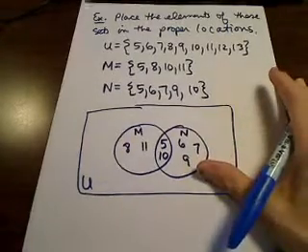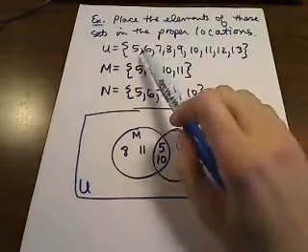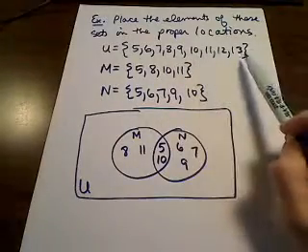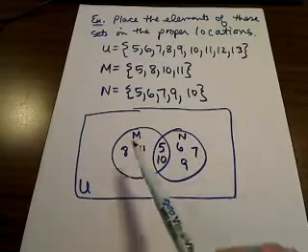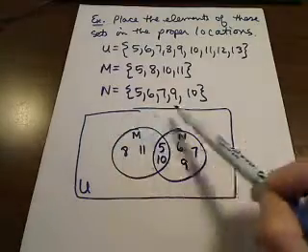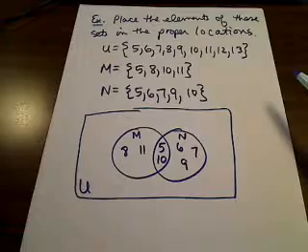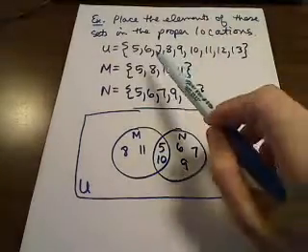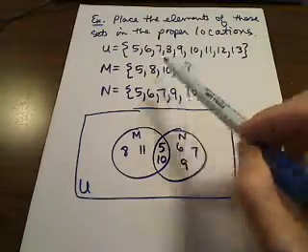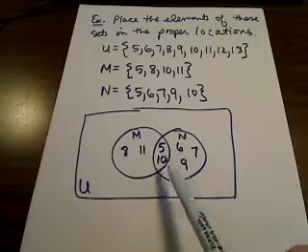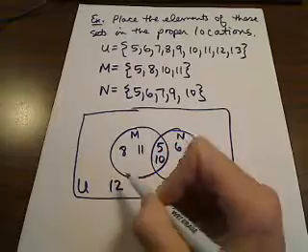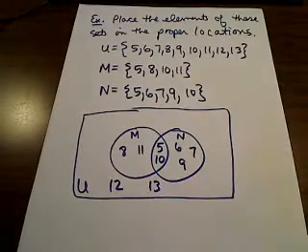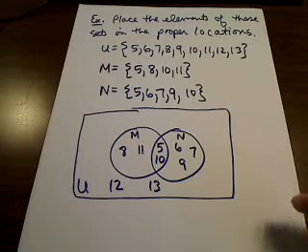Okay, and then the last thing to do is take a look at what the universal set contains that isn't in either M or N, because those elements are going to go on the outside of these two circles. Okay, so it looks like I have 5, 6, 7, 8, 9, 10, 11. I'm missing the 12 and the 13. So the 12 and the 13 are going to go on the outside there. Okay. All right.